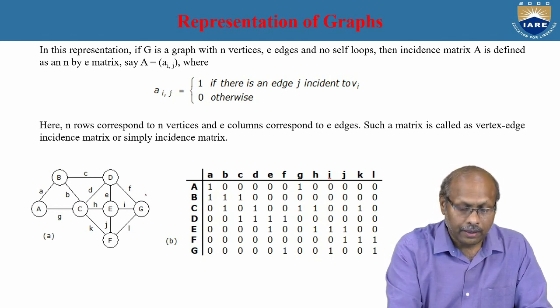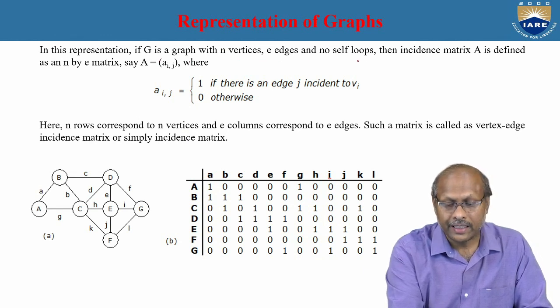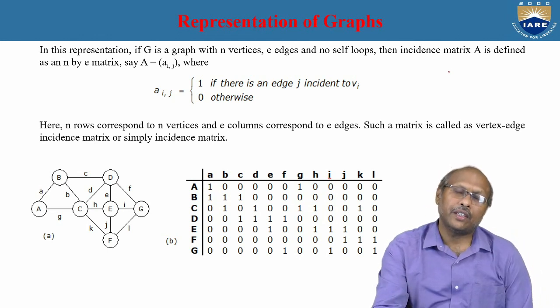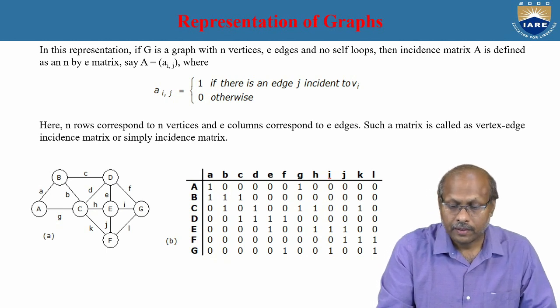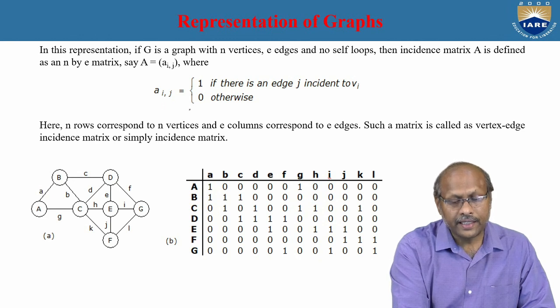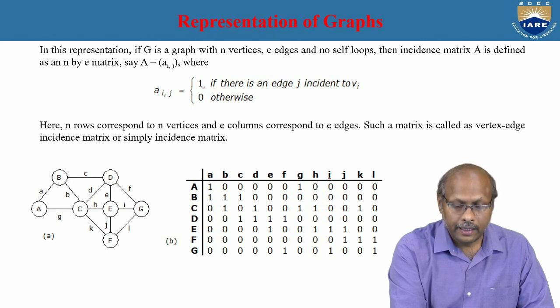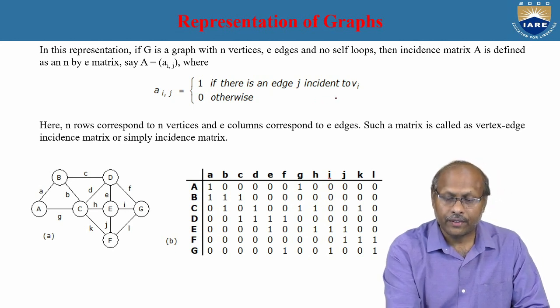So you can write the matrices like this. If a graph G has n vertices and E edges and no self loop, then an incidence matrix is also one of the ways. There is another way, called the incidence matrix. Here it says whether a connection exists or not. For entry (i, j), write 1 if there is an edge incident on vertex Vi, otherwise write 0.